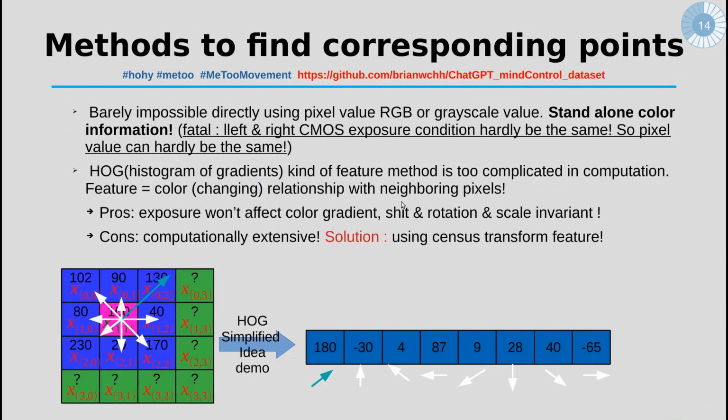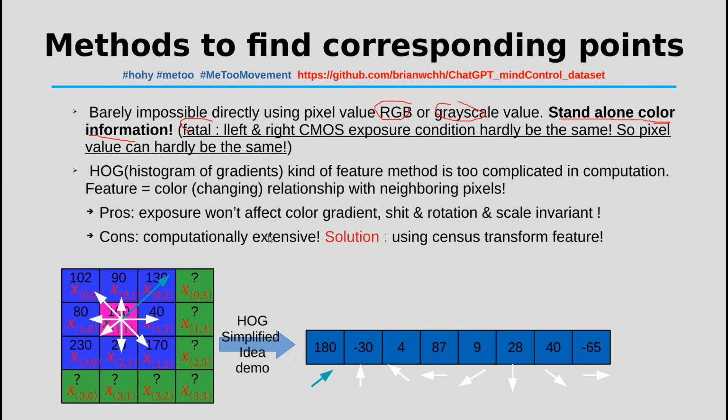Okay, so the methods to find the corresponding points, this is the key job we're talking about. It's barely possible directly using pixel values, RGB or grayscale, which is standalone color information. Why is this fatal? Because the left and right CMOS exposure conditions can hardly be the same, so pixel values can hardly be the same.